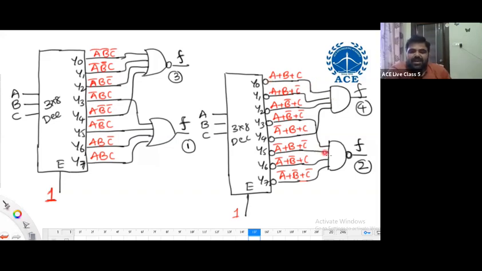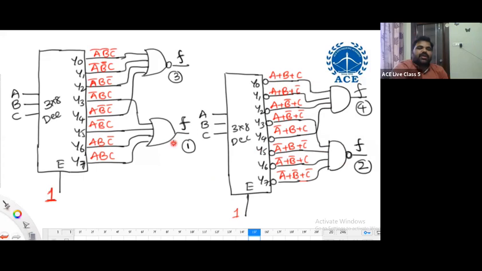NAND gate implementation is SOP, AND gate implementation is POS. One more important thing we need to observe. Whatever we have discussed here is an OR. Here OR is SOP, NOR is POS. Here NAND is SOP, AND is POS.